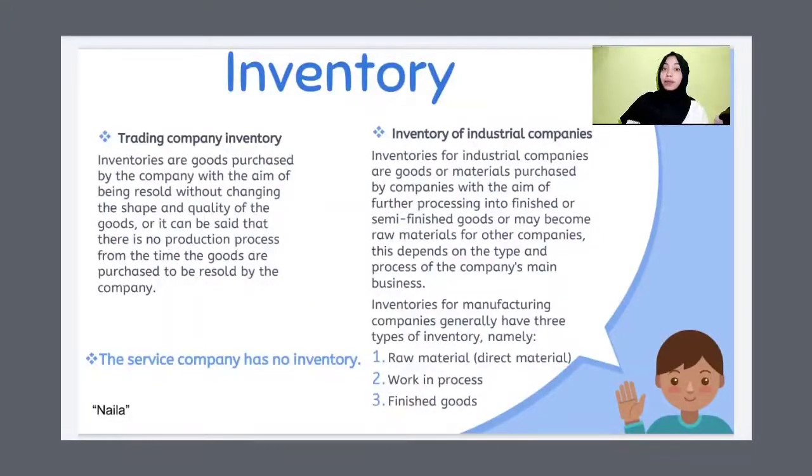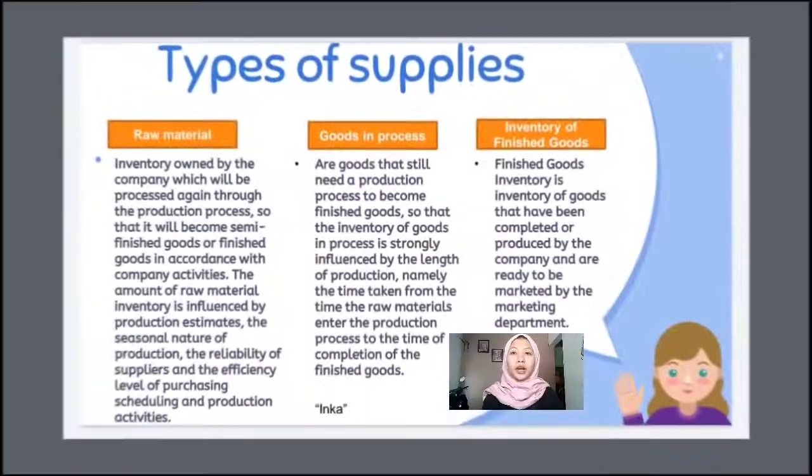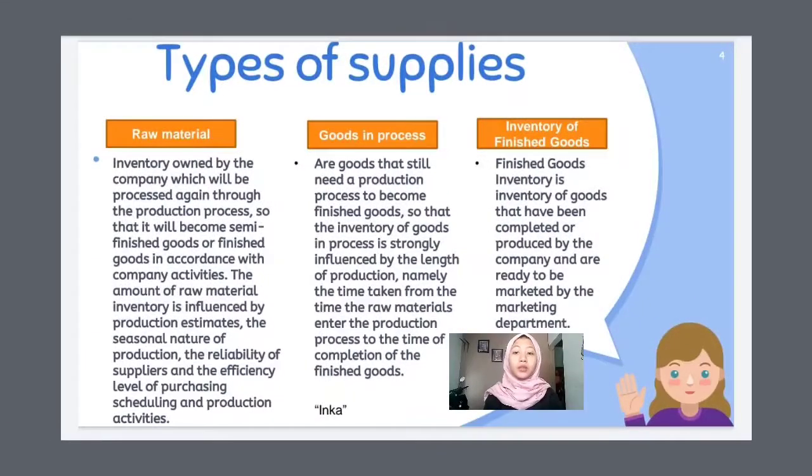Inventory for manufacturing company generally have three types of inventory, namely raw material or direct material, work in process, and finished goods. Service companies do not have inventory. Okay, now I want to explain about types of supplies. Firstly is raw material.